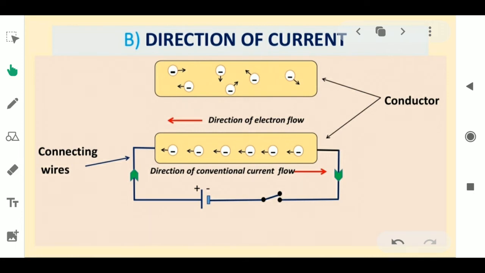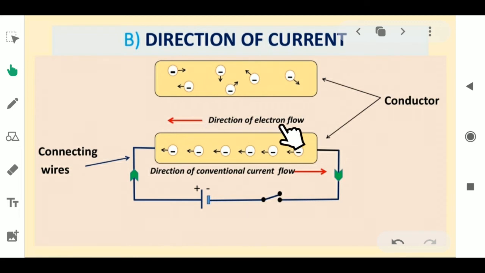In the second picture, you have just applied an external potential to the system by giving a cell or battery. Here it is a cell. At that time, all these electrons align in a particular manner, right? And they start moving from the negative end to the positive end, because the electrons are negatively charged. Clear? Yes.